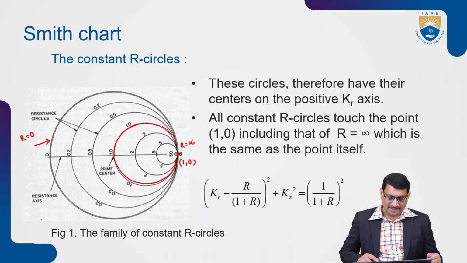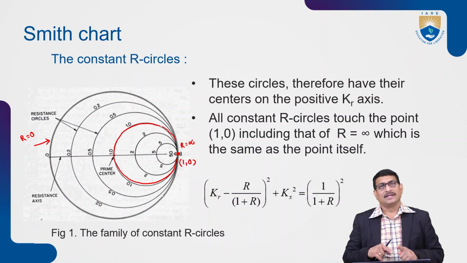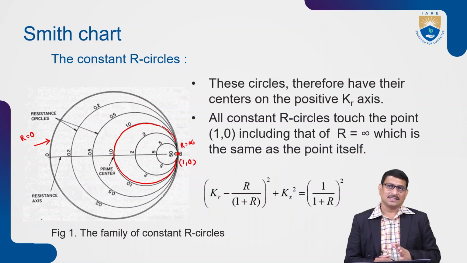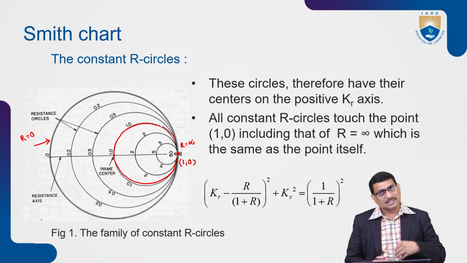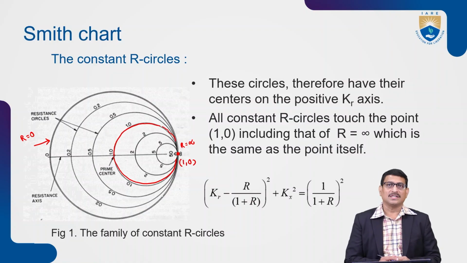In a similar way, we'll consider equation 2, where x is equal to something, obtained by equating the imaginary parts on both sides of the equation. We'll simplify it and again put it in the form of a circle equation, and we'll vary the x values and see what different kinds of constant x circles we get.